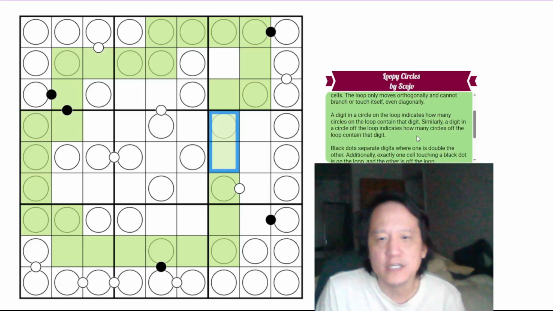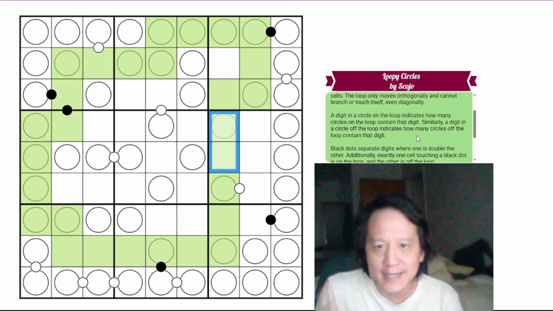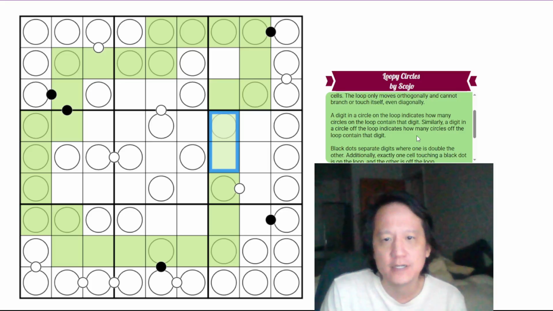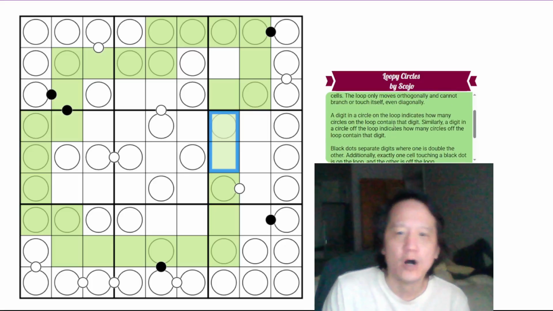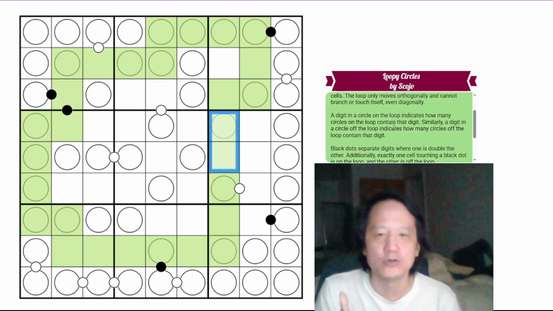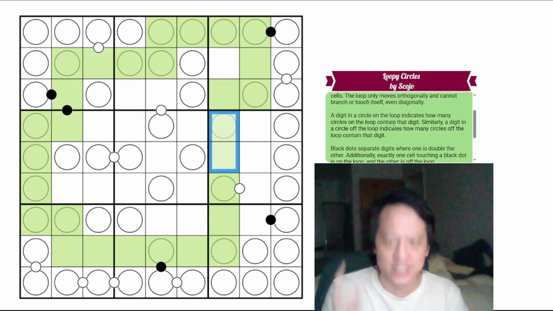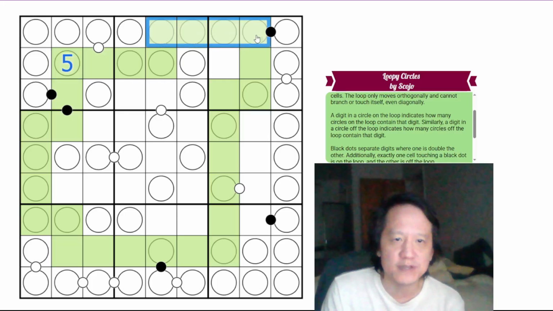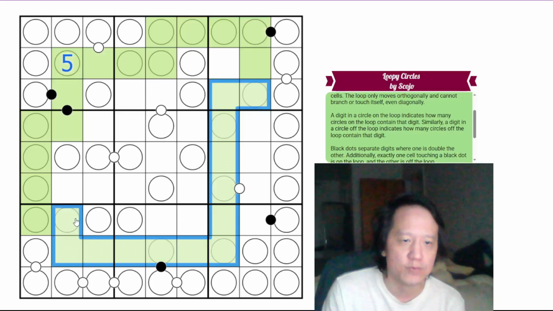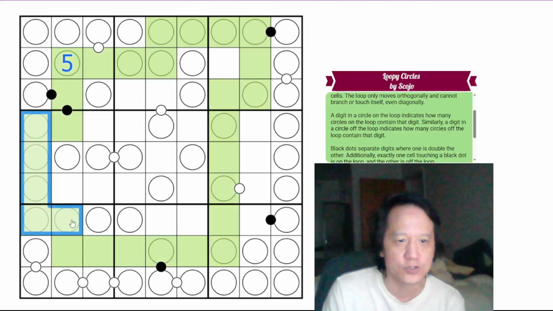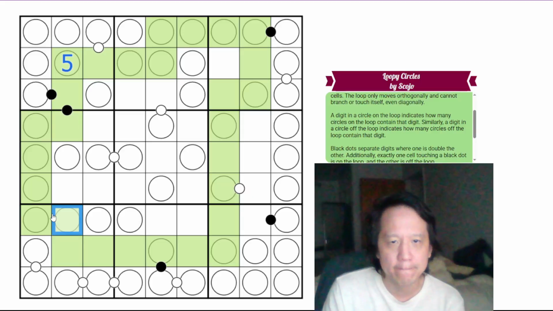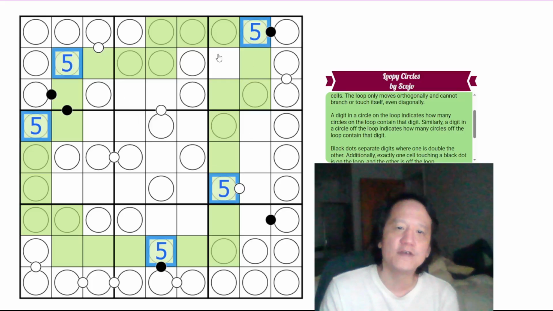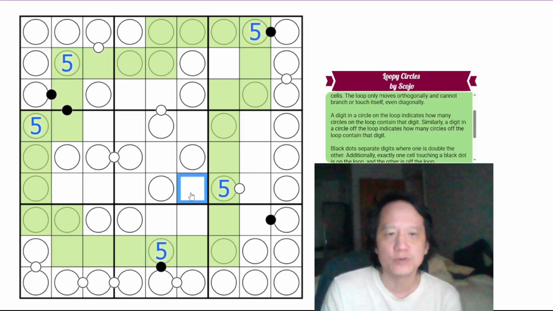A digit in a circle on the loop indicates how many circles on the loop contain that digit. Similarly, a digit in a circle off the loop indicates how many circles off the loop contain that digit. So, for example, if this were, say, a 5 here, that means there must be 5 other digits on the loop which are in the circles. So this would be potentially valid. So you have 5 5s in circles which are on the loop.